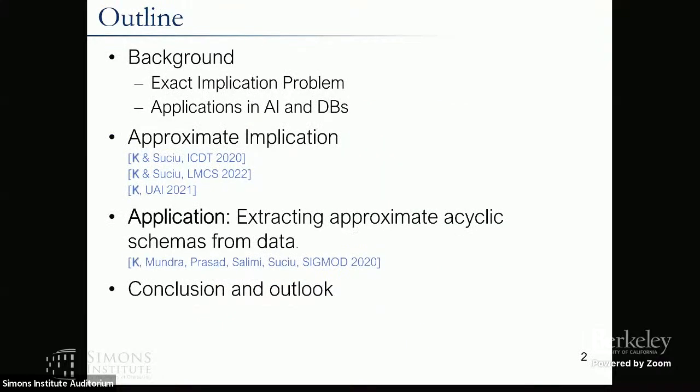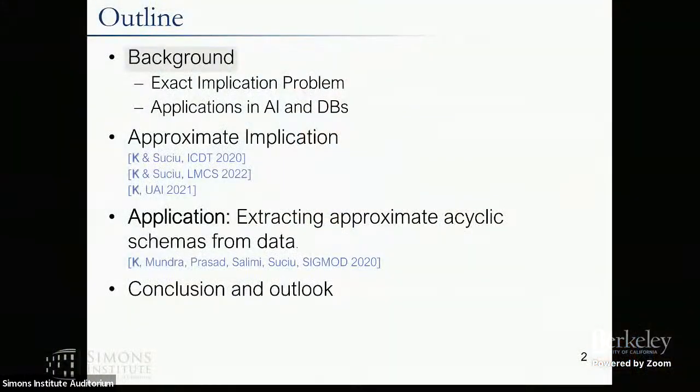Okay, so I will start with some background. Before I talk about approximate implication, I will talk about its exact counterpart, which I'm sure many of you are familiar with, and its applications broadly in artificial intelligence and relational databases. I will then describe the approximate implication problem and some of our results on this. This is largely joint work with Dan Suciu.